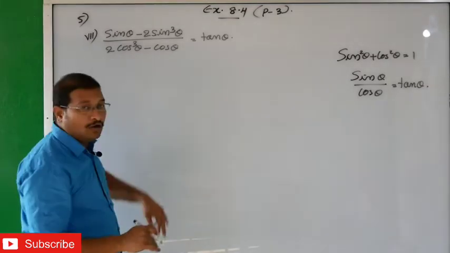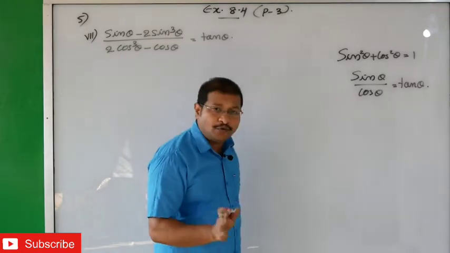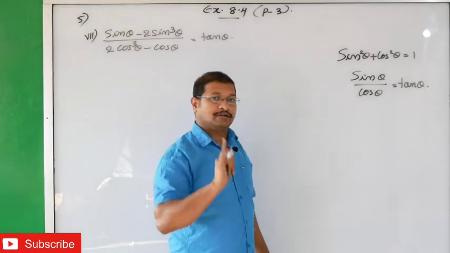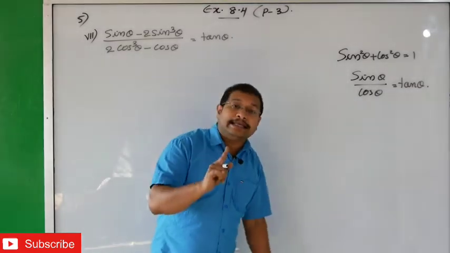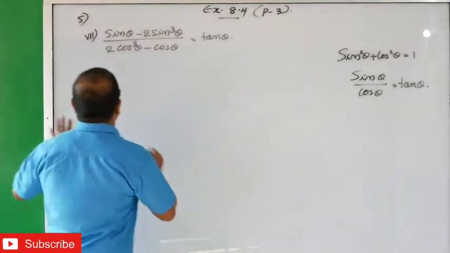Now, we need to know two formulas. What are they? Sin square theta plus cos square theta equals 1. Next one, sin theta by cos theta equals tan theta. Let's start the work now.